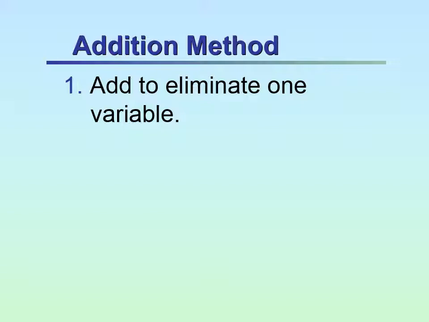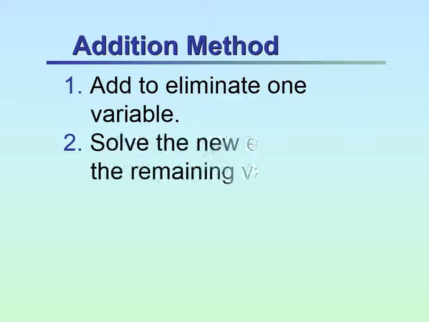So step 1, add to eliminate one variable. So think back to when we learned how to add. We put the numbers on top of each other and we line them up. We're going to do the same thing. We're going to line up the equal sign and we're going to add the terms together.